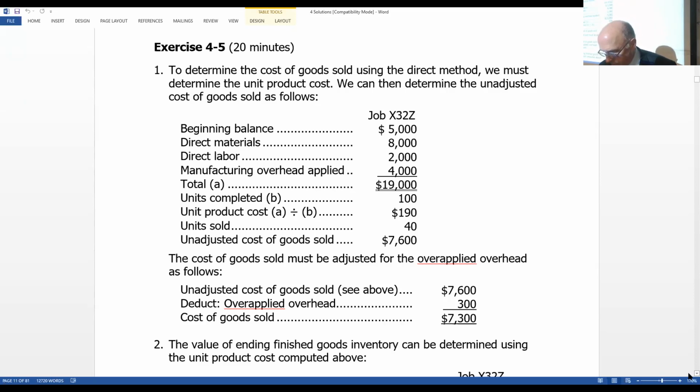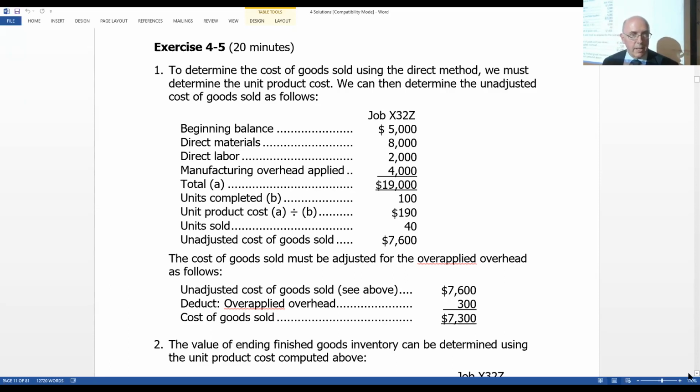In May, overhead was over-applied or overestimated by 300. The company adjusts its cost of goods sold every month for the amount of the overhead that was under-applied or over-applied. So that 300 is going to be just the cost of goods sold. It's not going to be allocated among those other 3 T accounts because that's what the authors said they're going to do. So the first requirement, using the direct method, what is cost of goods sold for May?